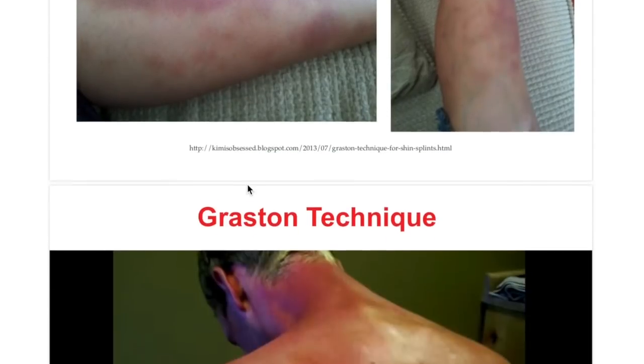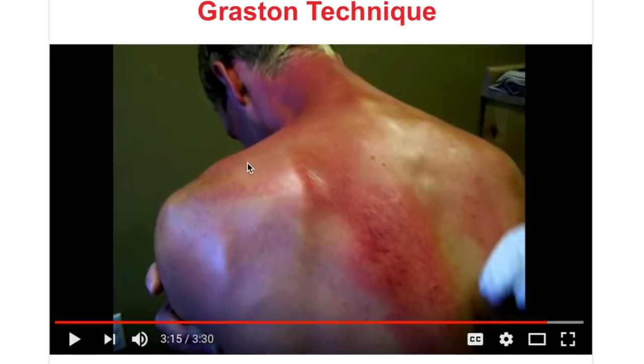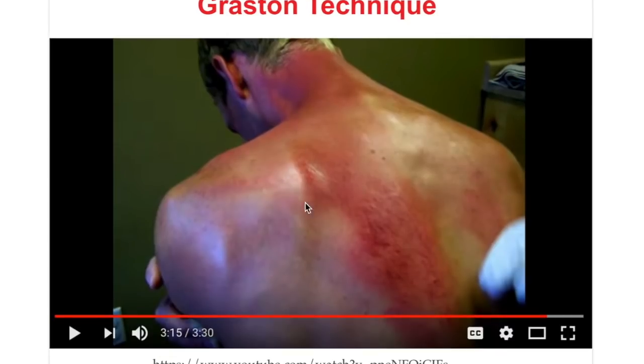So let's look at another one. Now this is a picture I had from YouTube. All these quotes and pictures, I have the link here on the screen, so you know where I'm bringing it from. So this is a Graston technique. As you see, it's inflammation. It's actually worse than inflammation. He just bruised him very badly. Unfortunately, it looked like he was tortured.